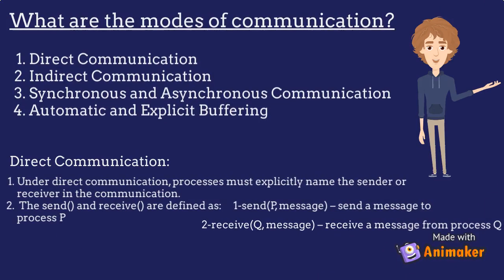And regarding the modes of communication, we will find that we have four modes, and they are: direct communication, indirect communication, synchronous and asynchronous communication, automatic and explicit buffering. And regarding direct communication, under direct communication, processes must explicitly name the sender or receiver in the communication. The send and receive are defined as: 1. send(P, message), send a message to process P.